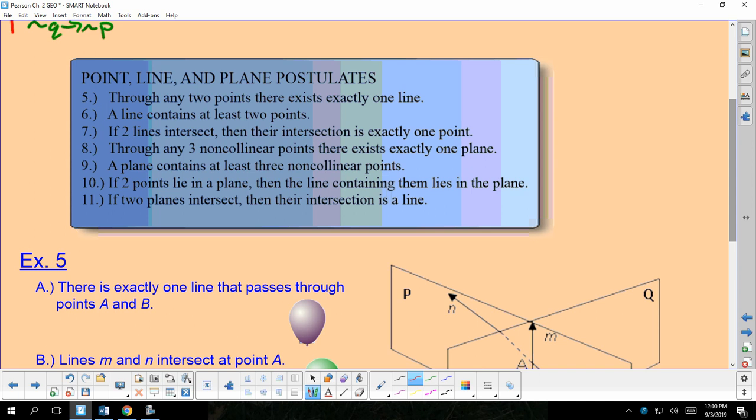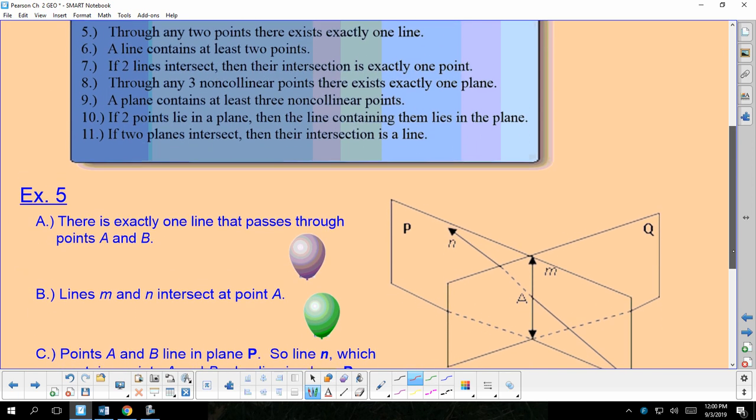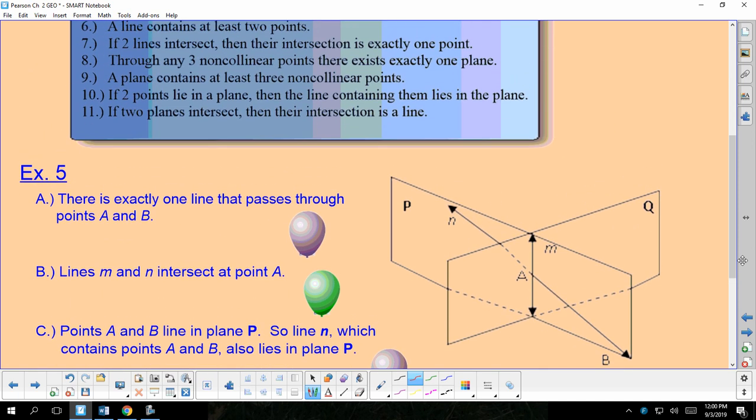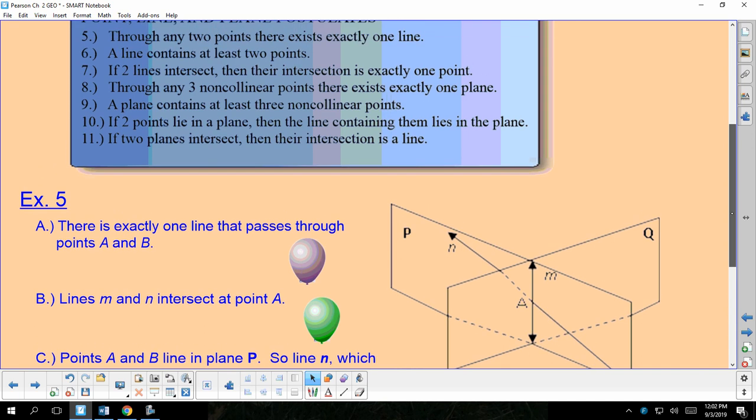What I'd like you to do is use this figure to see if you can match up which one of these goes with the statement. All right, let's see how we do. There's exactly one line that passes through points A and B. With points A and B down here, there's exactly one line. What number? Through any two points there exists exactly one line. That's number 5 right there.